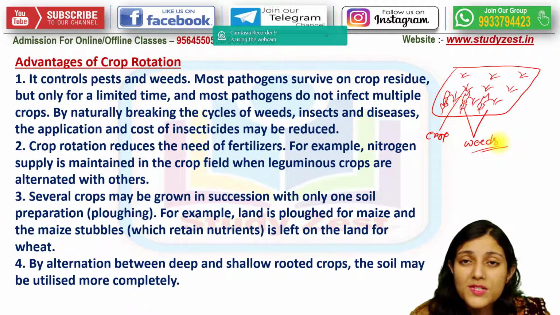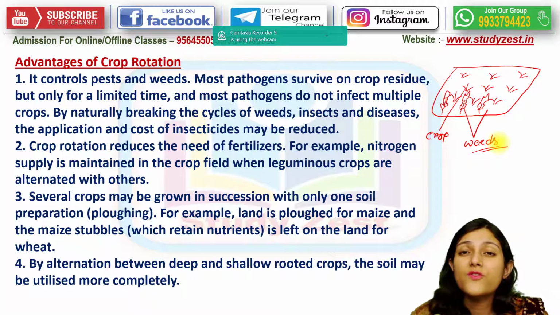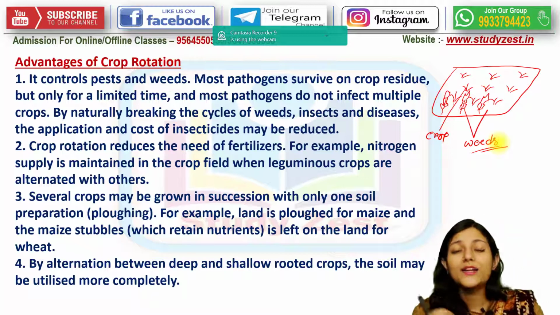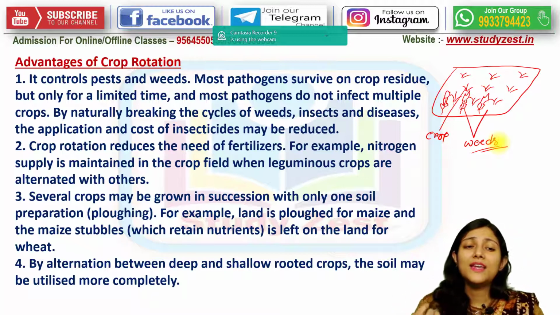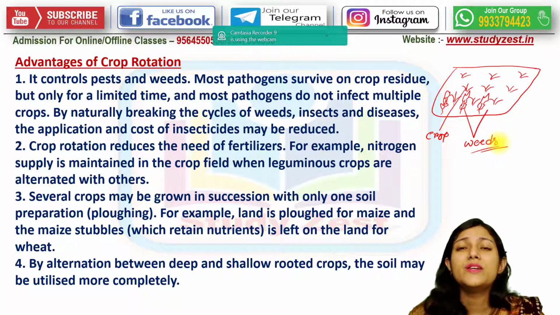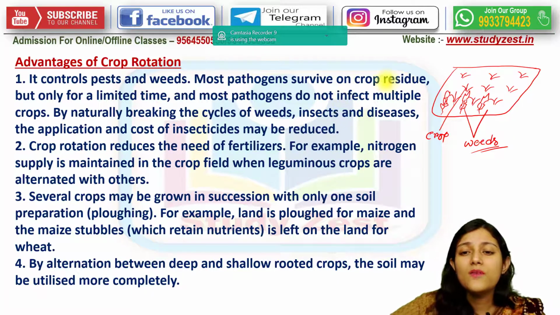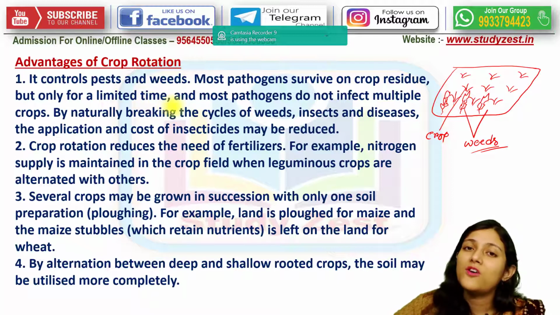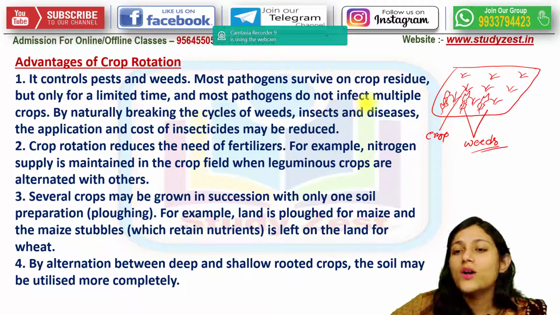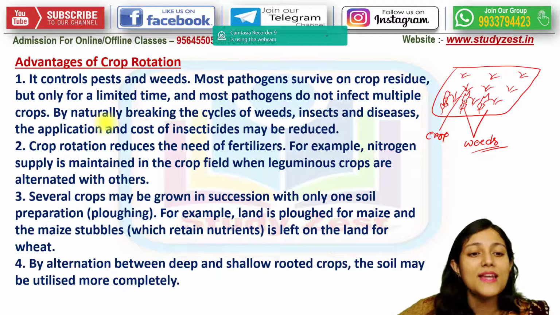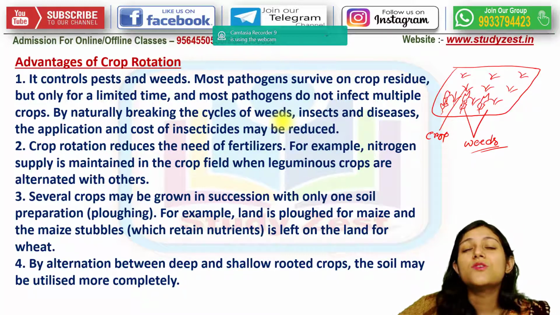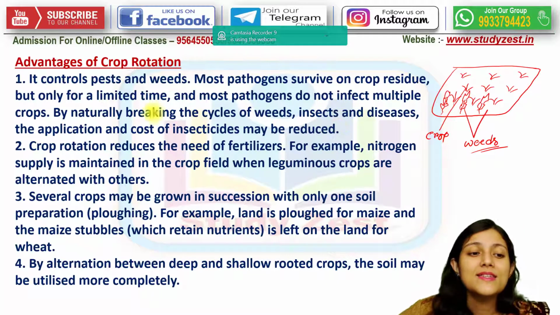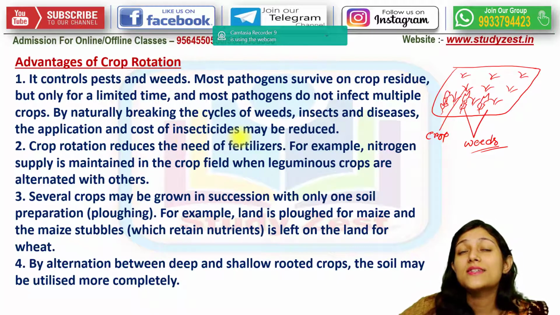So why is it so advantageous for the practice of crop rotation? Because if we undergo the practice of crop rotation in the field, then both the pests and the weeds can be controlled very easily. Most of the pathogens survive on the crop residues, we know that, but only for a limited period of time, and most pathogens do not infect multiple crops. Naturally, by breaking the cycles of the weeds, insects as well as the diseases, the application and the cost of the insecticides can also be reduced.